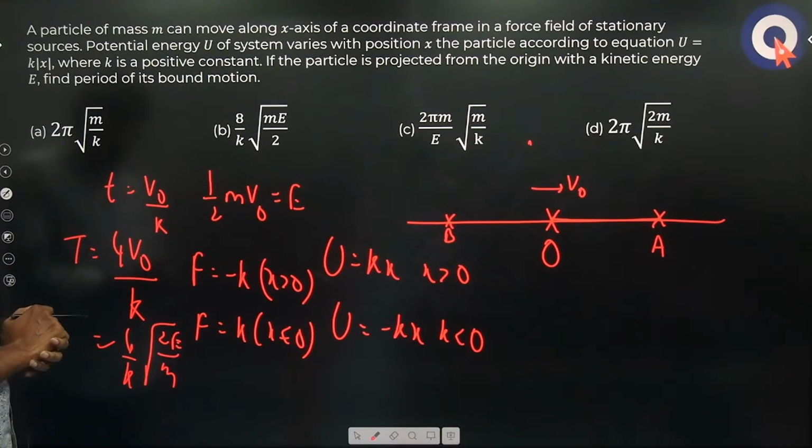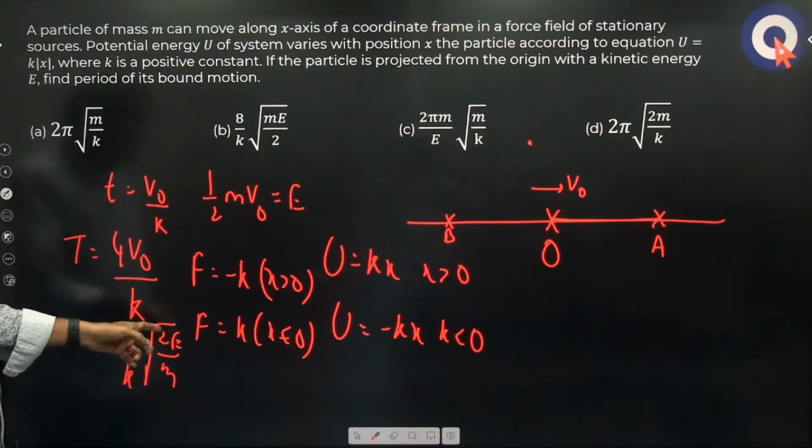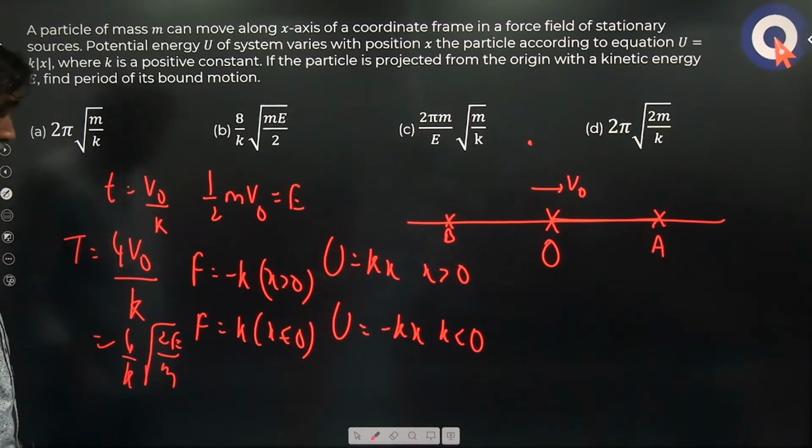What is the answer you will get? Why you don't get, I think. Maybe this is correct. Okay. Because if I multiply and divide it by 2, you will get 8. So answer is B. But anyhow 2e by m, but that is also there.